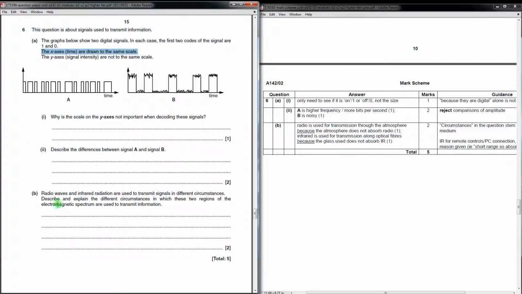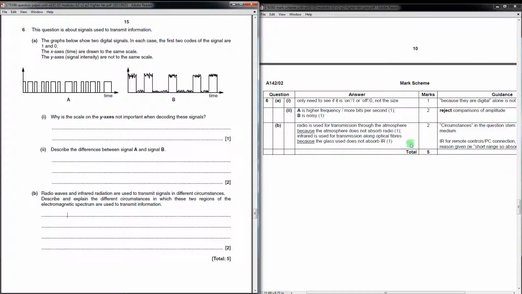And the final part of the question here, radio waves and infrared radiation are used to transmit signals in different circumstances. Describe and explain the different circumstances in which these 2 regions of the electromagnetic spectrum are used to transmit information. So again, this is a recall question, but lots of people miss out the explain part. Okay, so you need to do the explanation, otherwise you get 0.